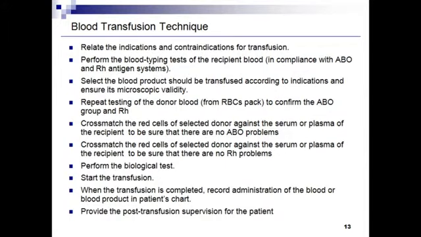After obtaining blood products for transfusion, we should observe a specific technique for transfusion. When we have blood products and a patient who needs transfusion, we should keep some rules. The first rule for hemotransfusion is to relate the indications and contraindications for transfusion. At first, we must observe our patient and relate the indications.